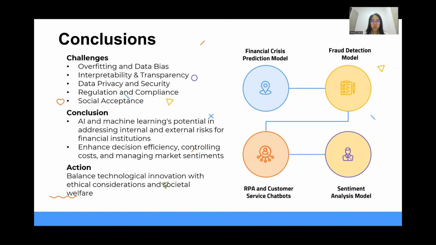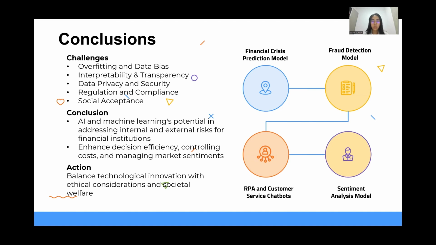SVM model demonstrated the highest accuracy of 98%, showcasing it can handle complex business scenarios. The second one is fraud detection model. 4 algorithms were employed to detect abnormal transactions in credit card data. The random forest model achieved a recall rate of 97%, highlighting the robustness of ensemble learning algorithms in addressing imbalanced datasets.